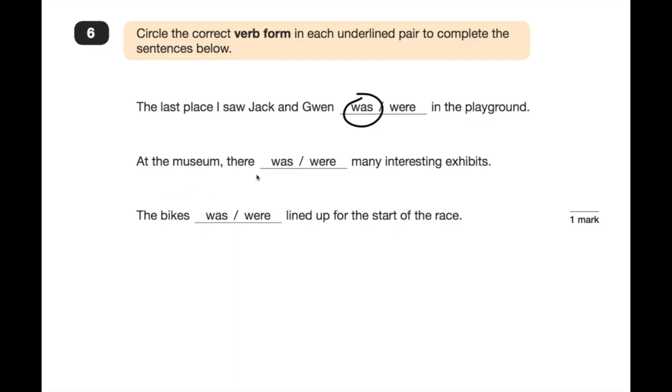At the museum, there was many interesting exhibits, or there were many interesting exhibits. We know that it's plural, so it must be were. The bikes was lined up for the start of the race, or the bikes were lined up for the start of the race. Again, it's plural, bikes, more than one, so our answer is were.